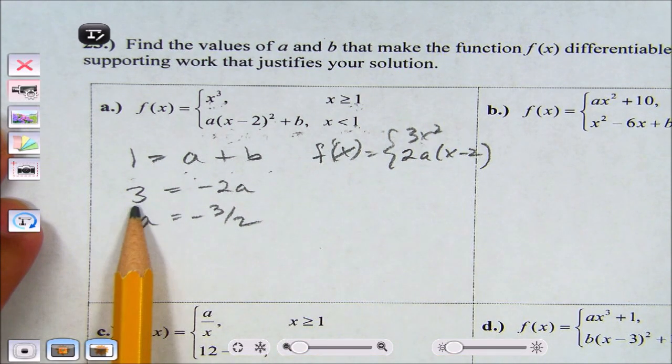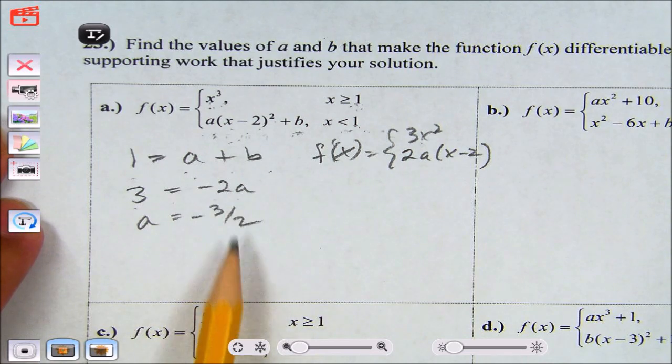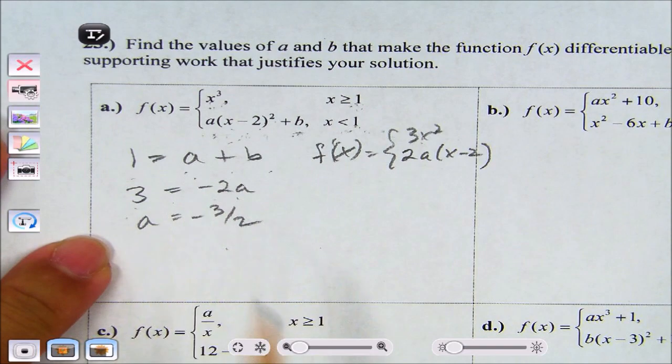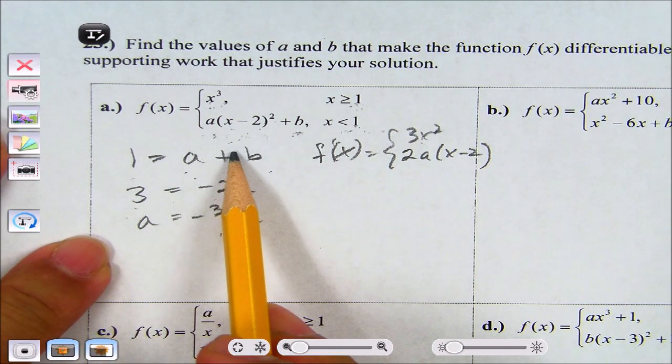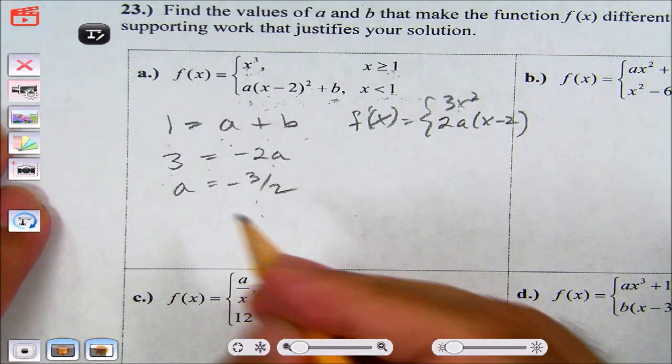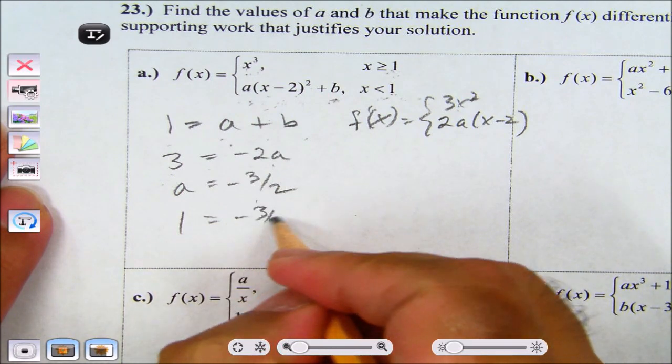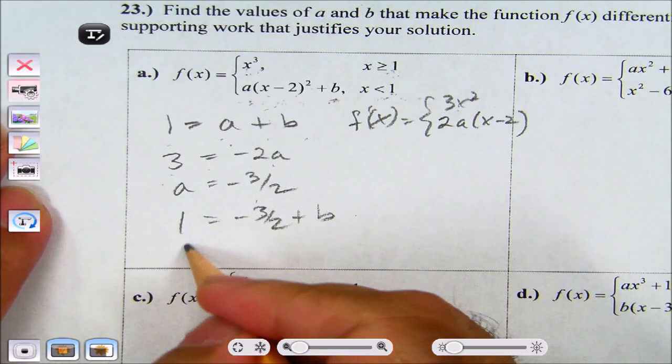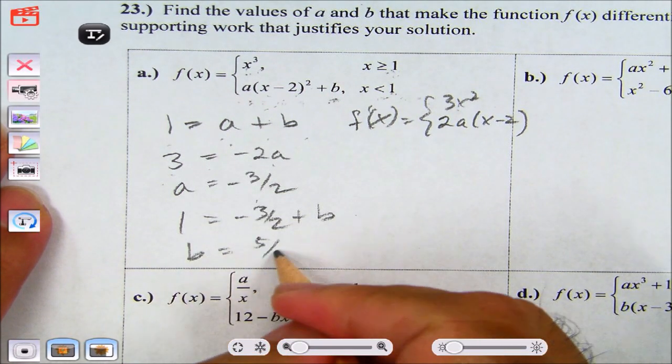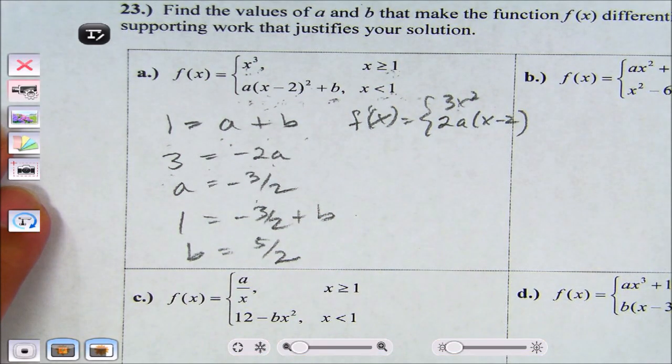Do you understand how I got 3 equals negative 2a? I divide by negative 2. All right, so plug the negative 3 halves into the top one. So that'd be 1 equals negative 3 halves plus b. So that means b equals 5 halves. Right? 1 plus 3 halves is 5 halves.